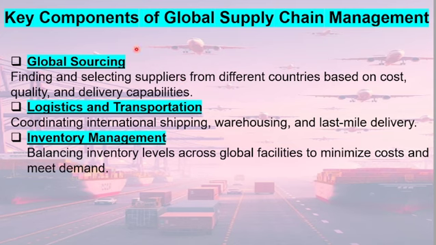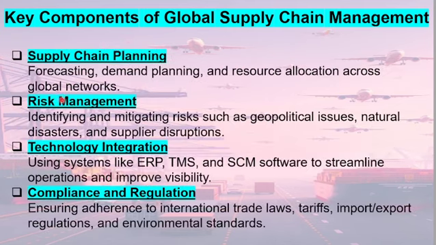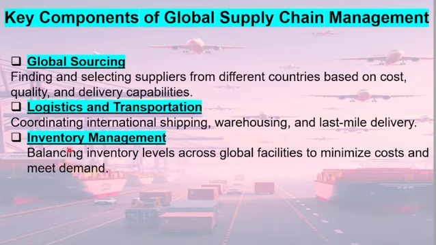Now, see the key components of global supply chain management. What are the key components? We have 1, 2, 3, 4, 5, 6, 7: seven key components of global supply chain management. What are they? Global sourcing: finding and selecting suppliers from different countries based on cost, quality, and delivery capabilities. The main thing is the sourcing component. With number one, we are talking about sourcing, and in sourcing we are talking about selecting suppliers.